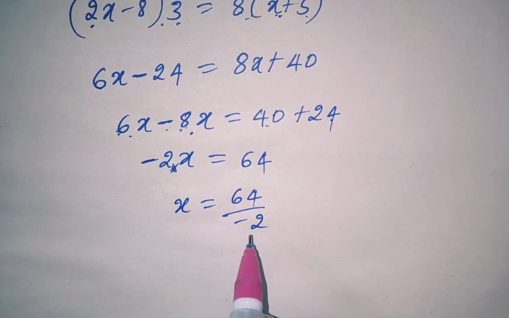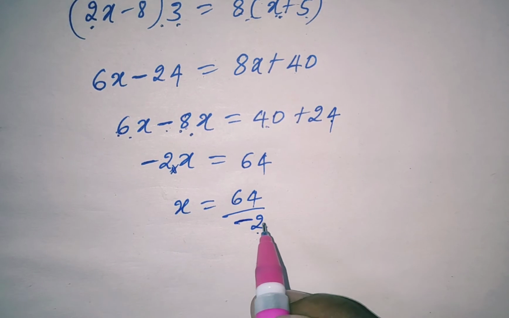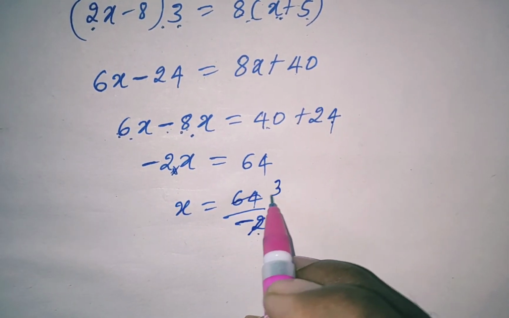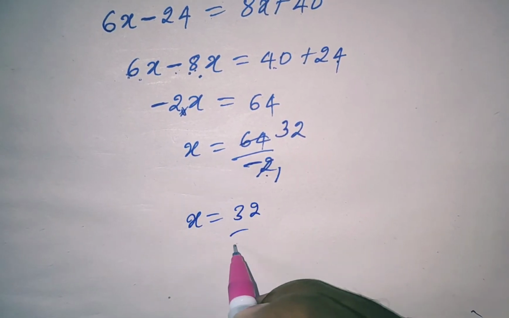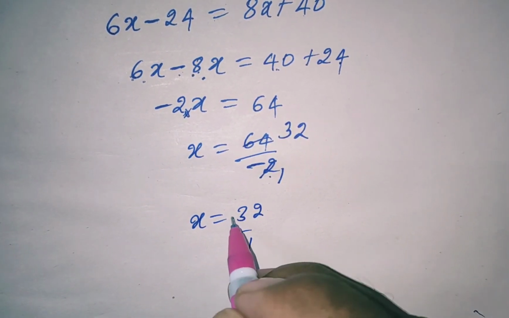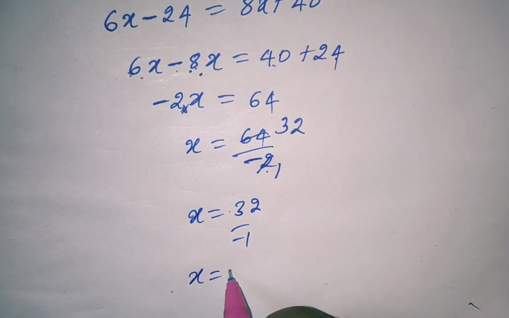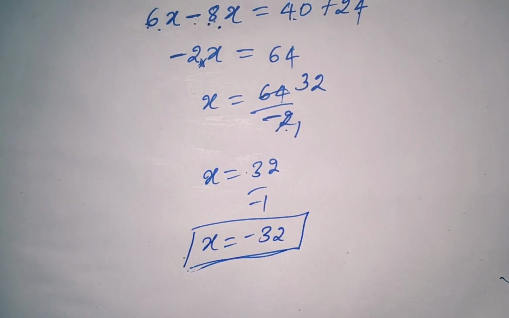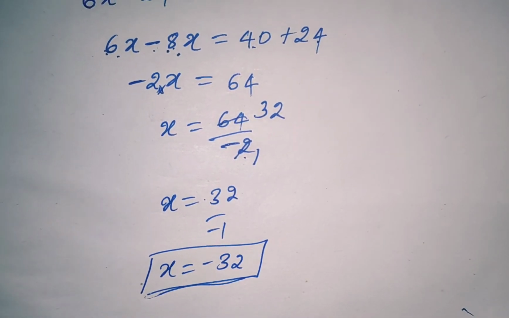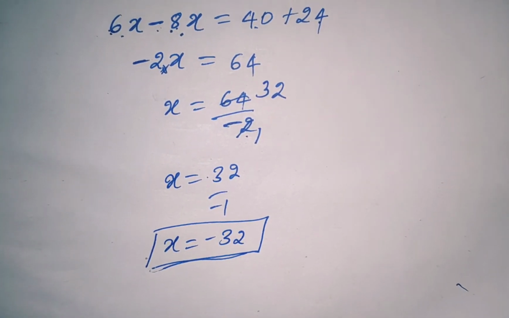Here see, into is there. Then minus 2 will be as it is. So keep this minus 2 here as it is. Then 2 1s are 2, 3 2s are 2 2s are. So x is equal to 32 upon minus 1. So that means here minus into plus, minus. So x is equal to minus 32. So this is the answer. Okay. I hope you understood this. Then I will go for one more example.